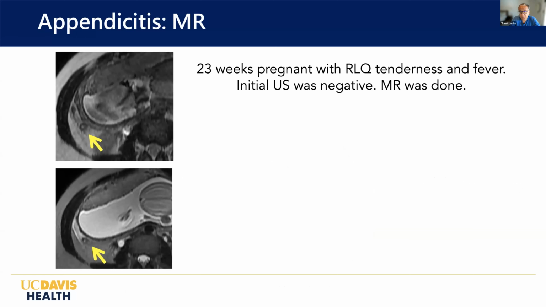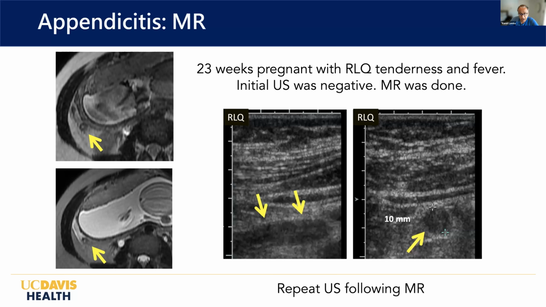So this was a 23-year-old pregnant female who presented with right lower quadrant tenderness and fever. An initial ultrasound that was done was negative. It was reported that the appendix was not seen. An MR was subsequently done, which is shown over here. After we looked at the MR, the appendix was in quite a favorable location. So I actually brought the patient back to do an ultrasound to see if I could identify the appendix. In this repeat ultrasound following MR, we were able to identify the blind-ending appendix, which measured 10 millimeters and was non-compressible.